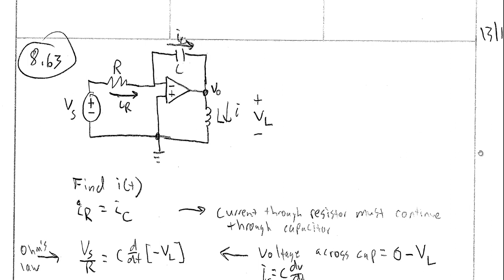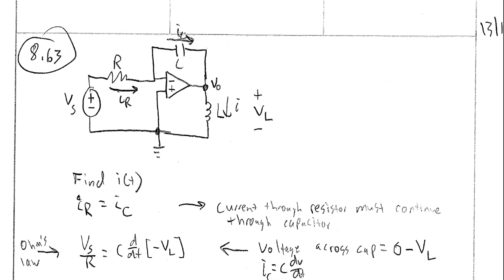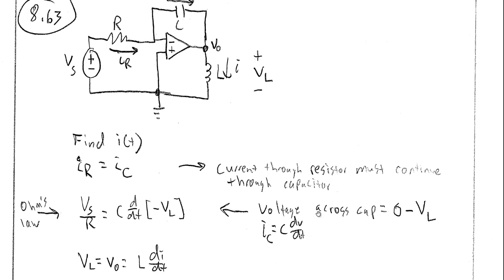And so if we go about applying Ohm's law right there, IR equals IC, and IR is just going to be VS over R, because we've got VS here, 0 there. The difference in voltage is just going to be VS over R for the current. And so that's going to equal C times the derivative of the voltage across the capacitor with respect to time.